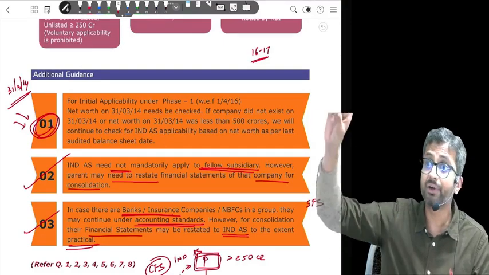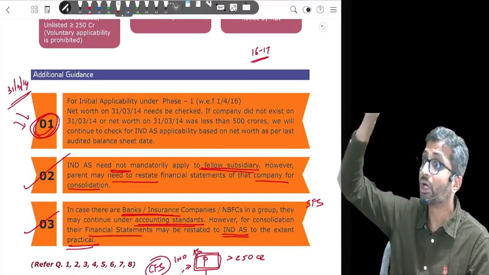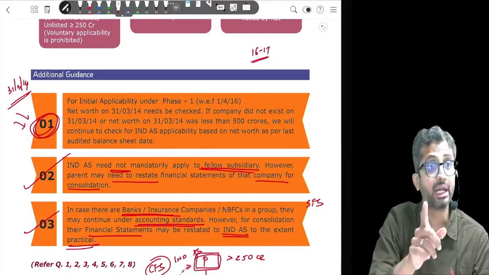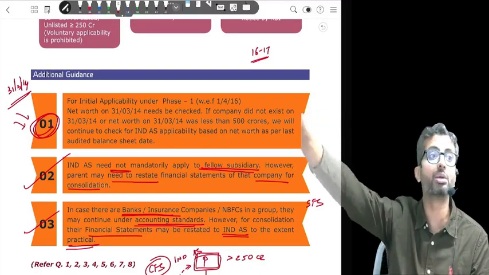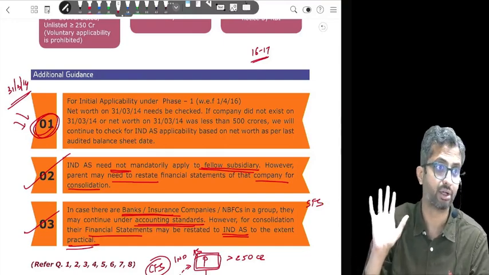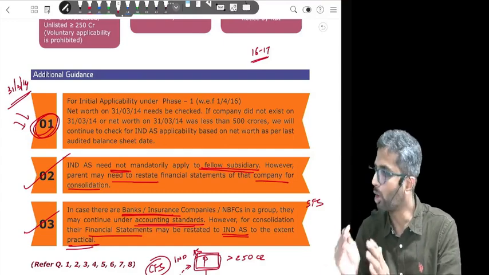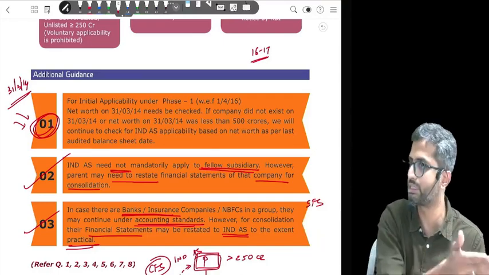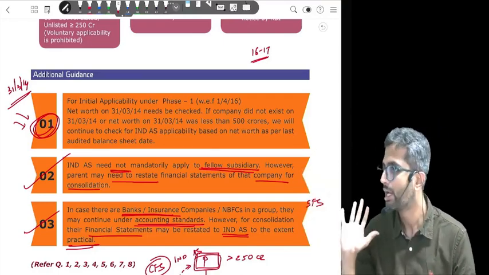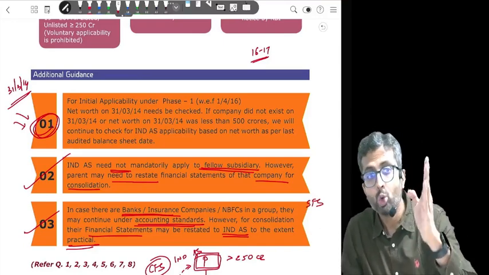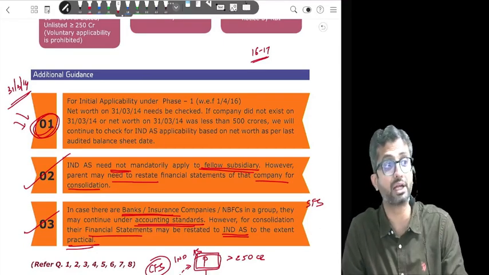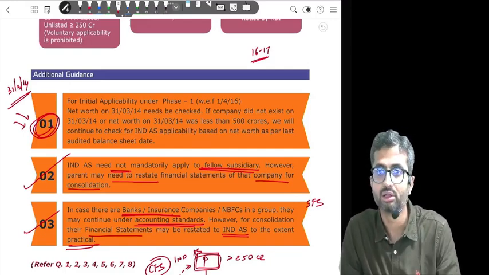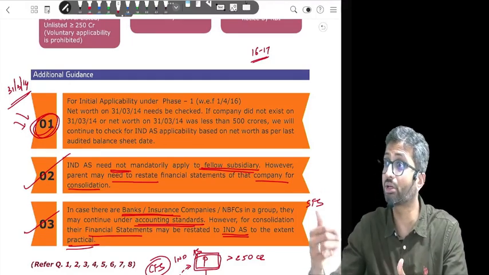So they had said that if a company's net worth on 31st March 2014 crosses 500 crores, then come what may, that company has to mandatorily move to Ind AS in the year 16-17. Are you understanding it? Now that created a lot of issues earlier, for which the institute had asked you a couple of questions in study material. I don't think it will come in the exam, but for understanding, just to have that complete coverage, what happens if your net worth was 505 crores on 31st March 14? Will you have to follow Ind AS? From which year?